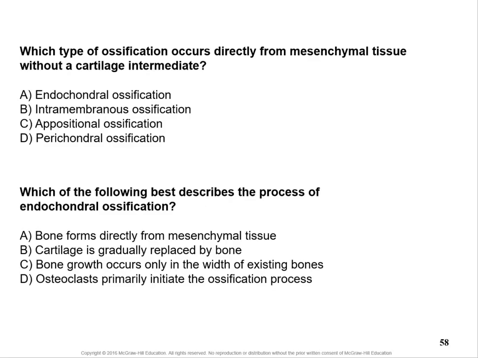Which of the following best describes the process of endochondral ossification? A, bone forms directly from mesenchymal tissue. Nope. B, cartilage is gradually replaced by bone. Yes, that is true.